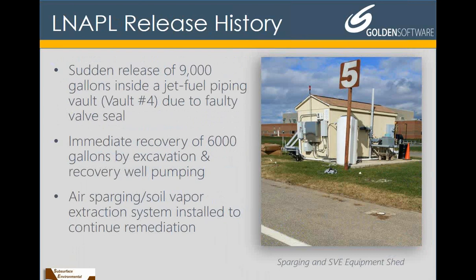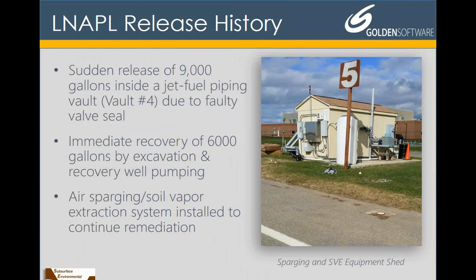A brief history of the release. There was a sudden release from an underground fueling system that was estimated as 9,000 gallons. The fueling system includes two aboveground storage tanks. Piping out to the airfield is below ground, and the piping goes through various valve vaults, and in this case, the source area was what was called vault number 4, and the release was discovered to be due to a faulty valve seal within the concrete vault. So again, it was estimated by facility records that the release was approximately 9,000 gallons.